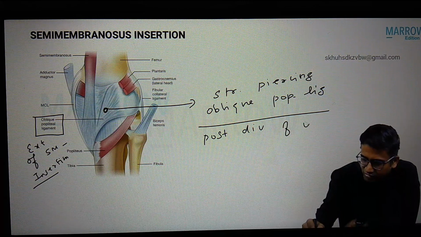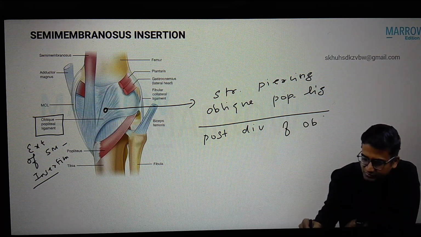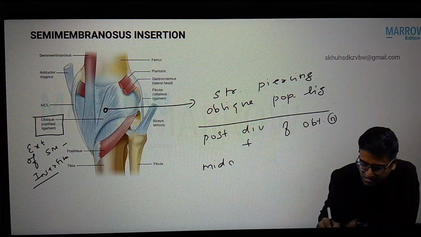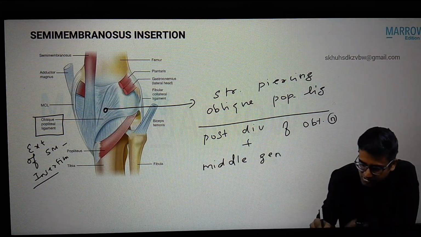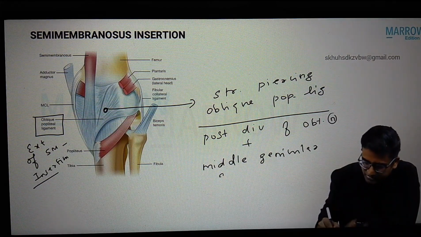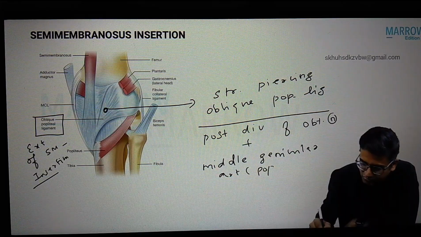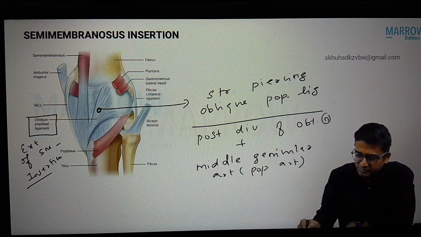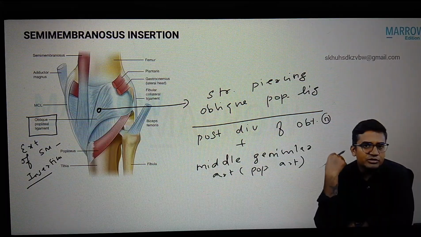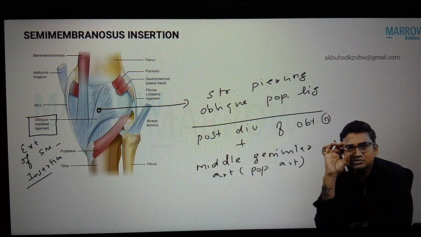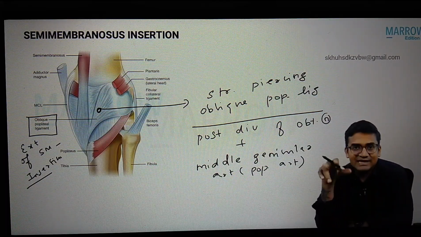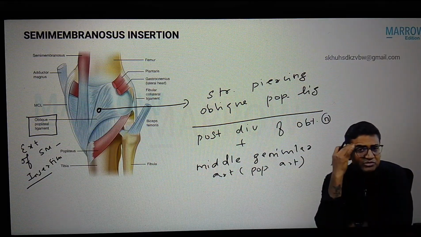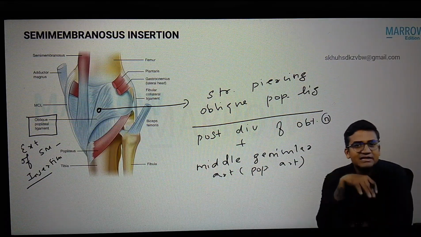Posterior division of obturator nerve plus middle genicular vessels. Middle genicular artery is a branch of popliteal artery. And the posterior division of obturator nerve, do you remember this? I told you, the posterior division of obturator nerve passes through one opening, the adductor hiatus, and then comes to the popliteal fossa. In the popliteal fossa, I told you it supplies the popliteal artery and the knee joint.